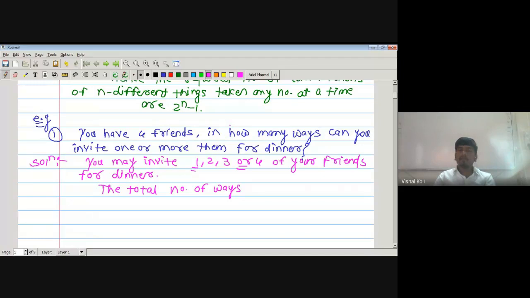But in that 2 raised to 4 case, there is one possibility that you can't invite any friend for dinner. Here, we have to find the number of ways you can invite one or more of them, so we have to remove that possibility. So the total number of ways is 2 to the power 4 minus 1. 2 to the power 4 is 16, minus 1 is equal to 15. So the total number of ways is 15.